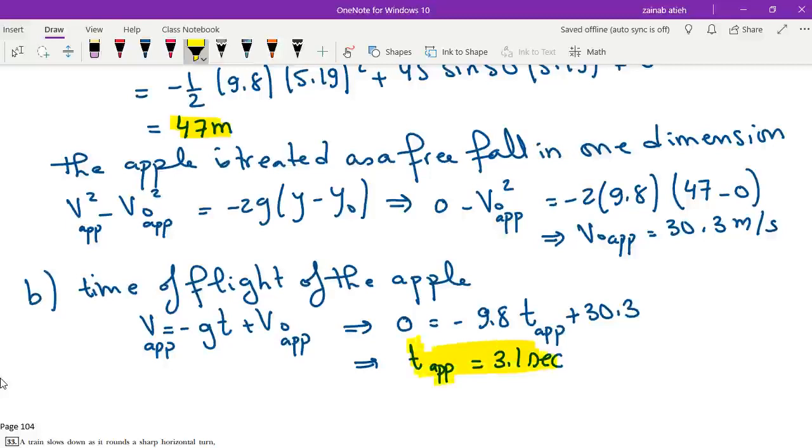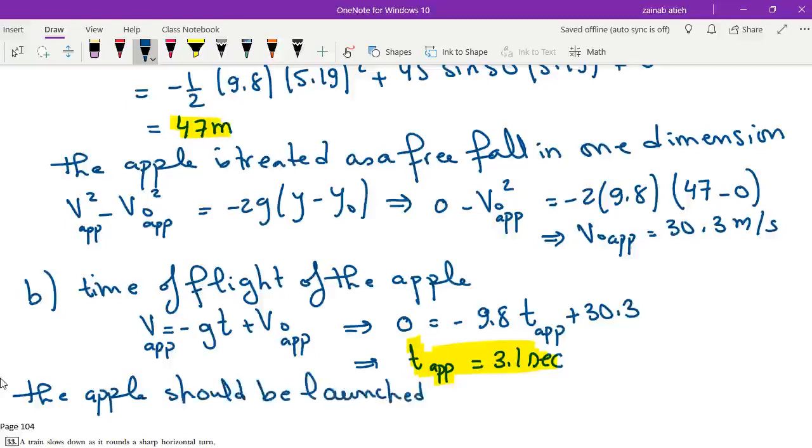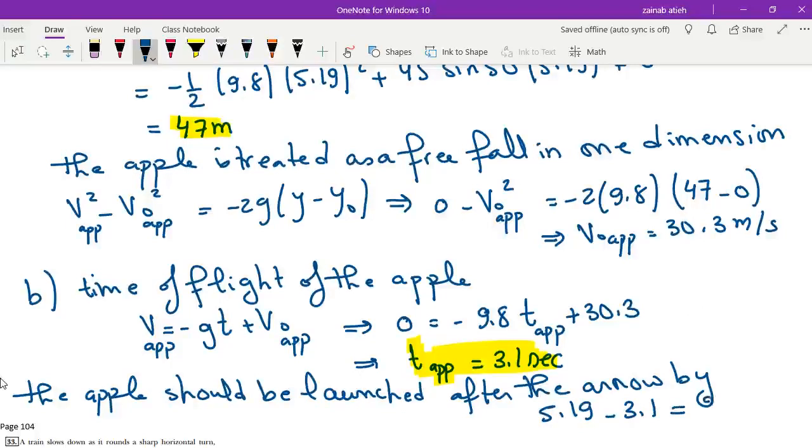So the apple should be launched. Let me write the sentence. The apple should be launched after the arrow by, what we had above I guess, 5.19 minus 3.1, let's say approximately equals 2.09 seconds. Okay, this is the answer.